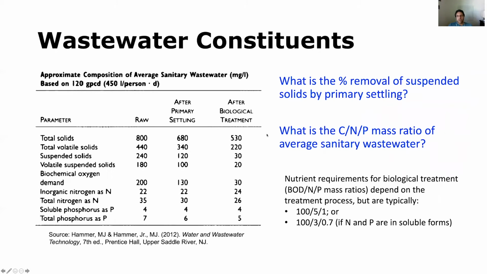Now let's talk about wastewater constituents. So wastewater is mostly water, more than 99% water. However, the constituents in wastewater are potentially harmful, right? They could contain pathogens, they contain a large amount of organic material and nutrients which need to be removed before the wastewater can be effectively discharged to the environment and or reused safely.